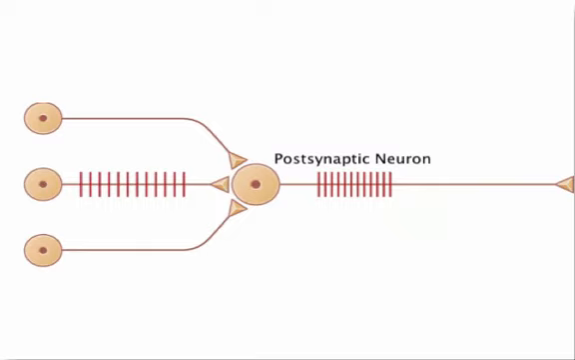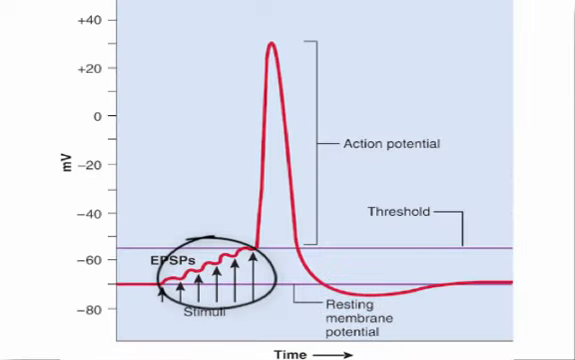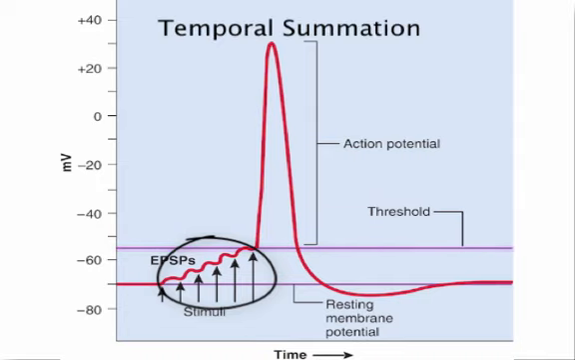Another way is for multiple EPSPs to arrive one after the other before the postsynaptic potential can return to resting. Each EPSP piggybacks on the last one until threshold is reached. This is called temporal summation, meaning over time.